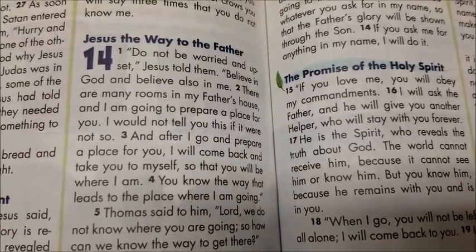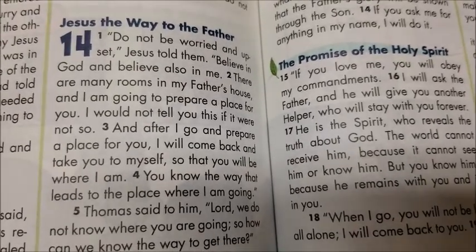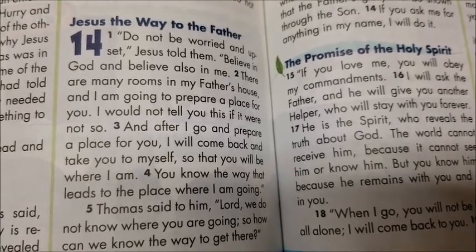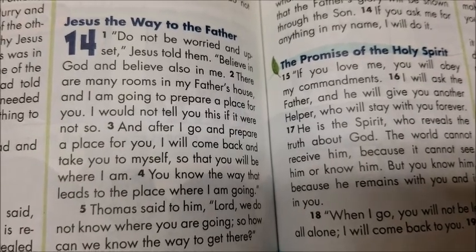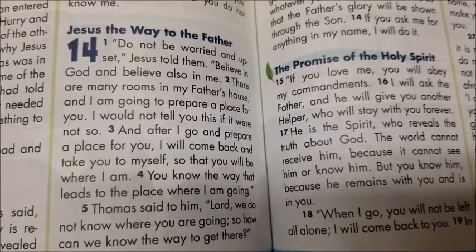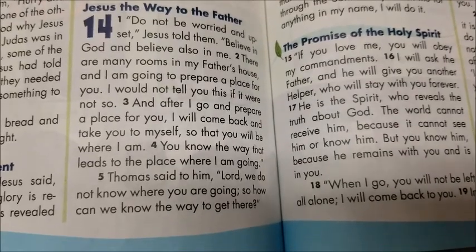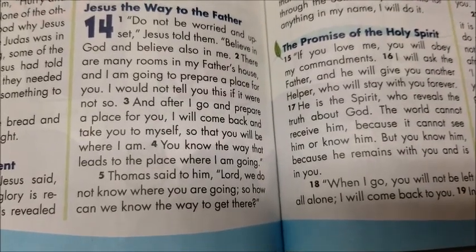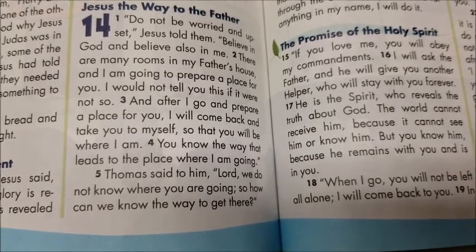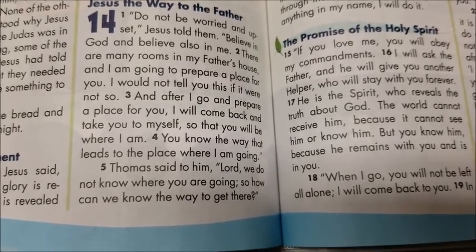Do not be worried and upset, Jesus told them. Believe in God and believe also in me. There are many rooms in my Father's house, and I am going to prepare a place for you. I would not tell you this if it were not true. And after I go and prepare a place for you, I will come back and take you to myself so that you will be where I am. You know the way that leads to the place where I am.